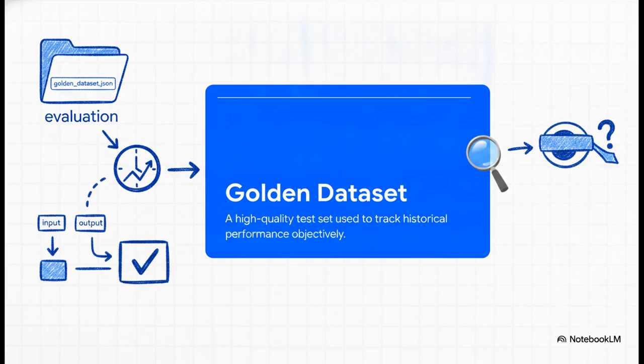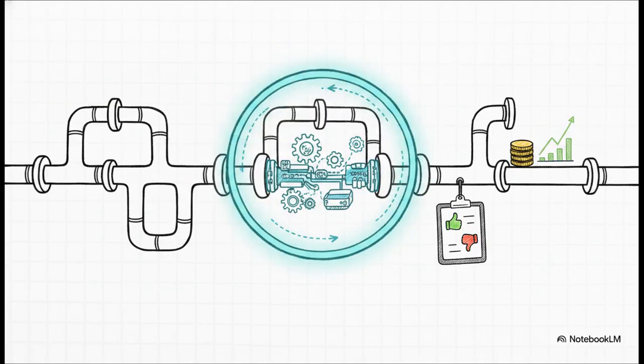Think back to our opening hook. Most people skip this entire layer and ship blind. Without a golden dataset and automated evals, every single time you update a prompt or change a model, you're literally just guessing whether the app got better or worse. Because let's face it, you cannot evaluate what you cannot see.